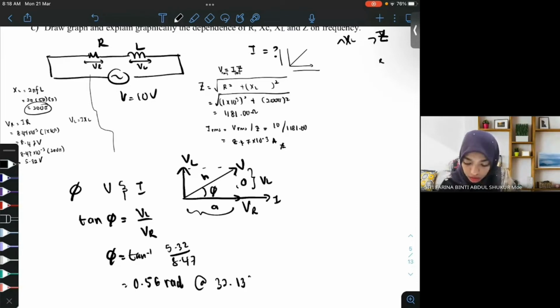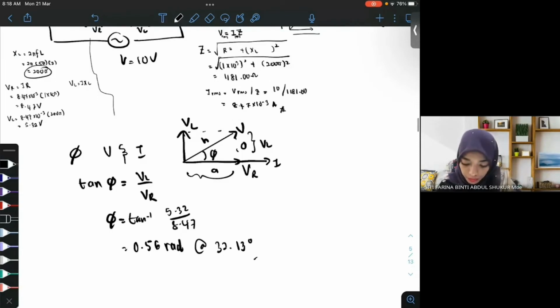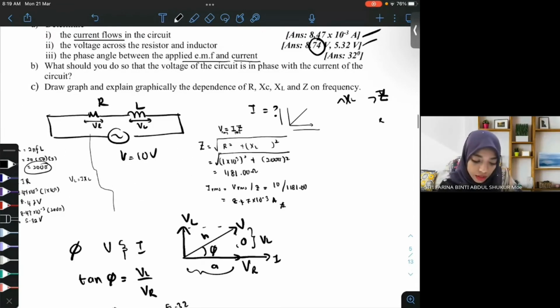32.13 degree. Okay? Now. And then the question is, what should you do so that the voltage of the circuit is in phase with the current of the circuit?